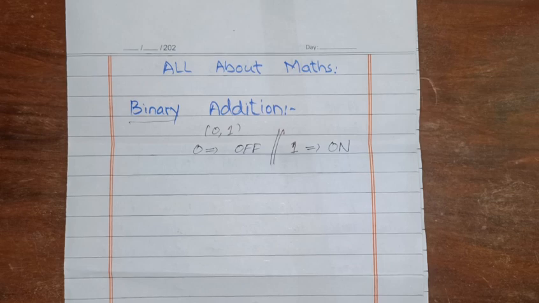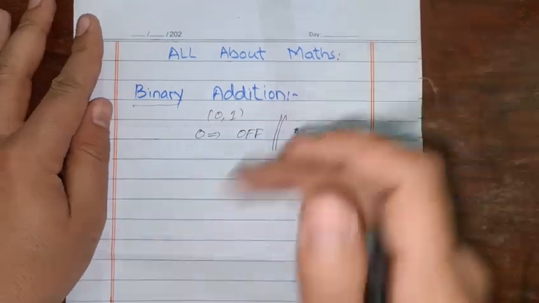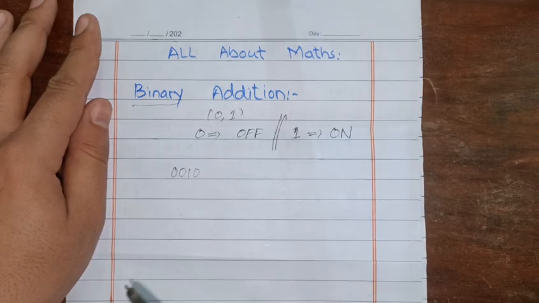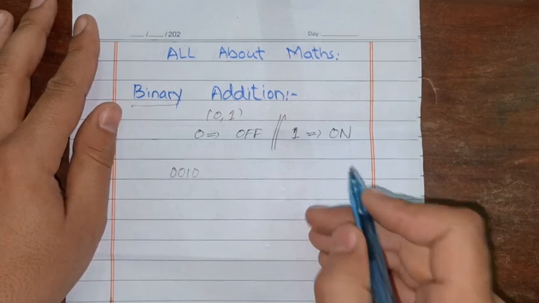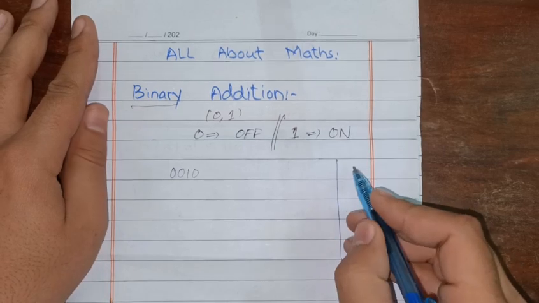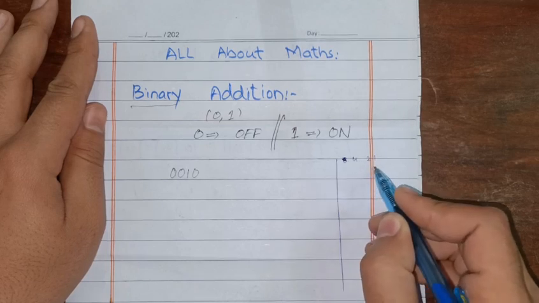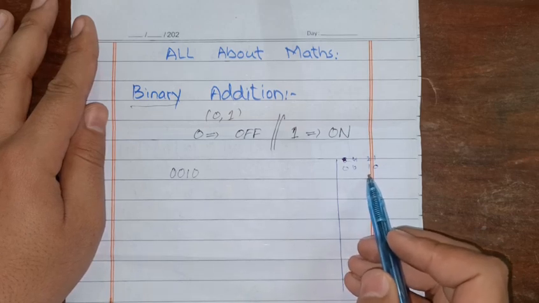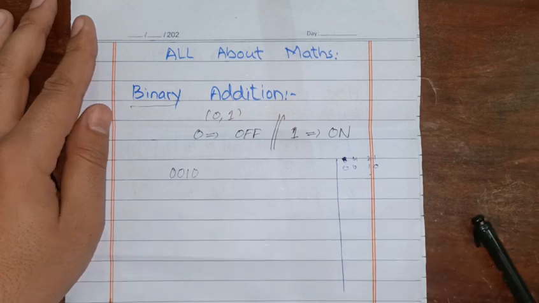Okay, so dear friends, now we are going to add two binary digits. Let's suppose we have a binary digit 0 0 1 0. So this is the binary of 2. First of all, let me draw a table on this side. 8 4 2 1. These are the powers, and 0 0 1 0, as you can see, this is the binary of 2. And let's take another value.